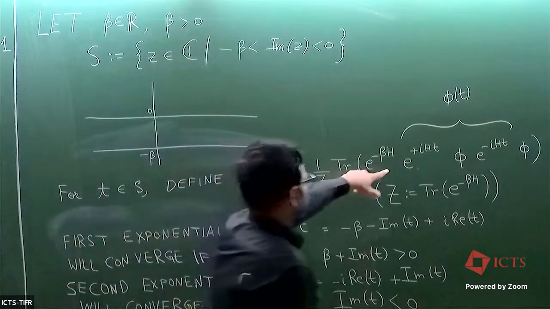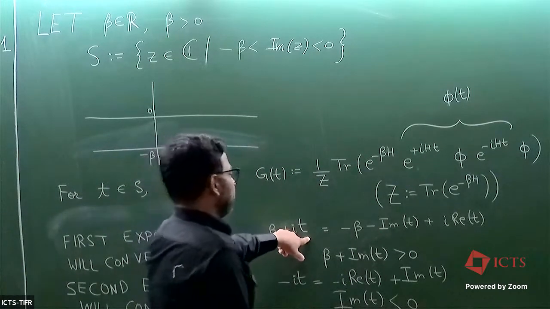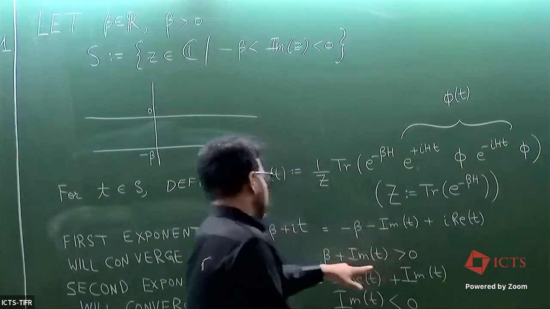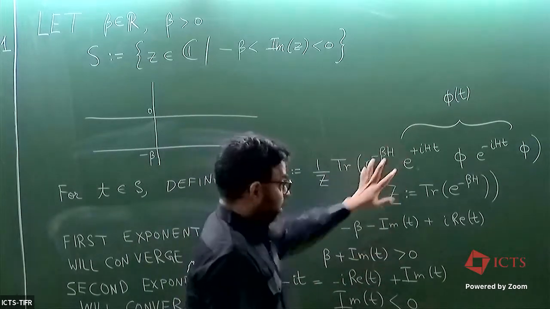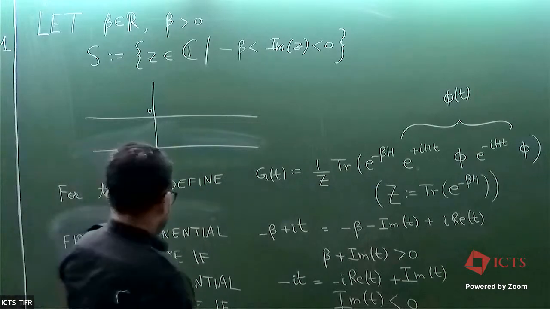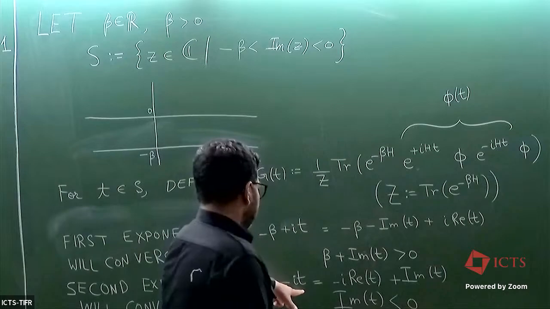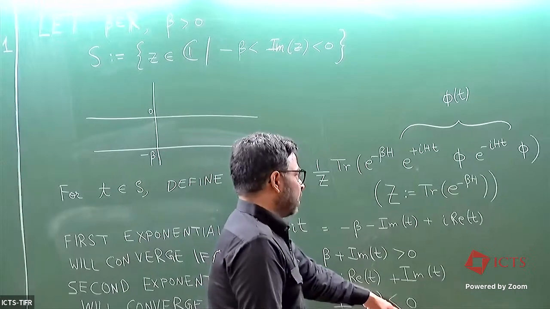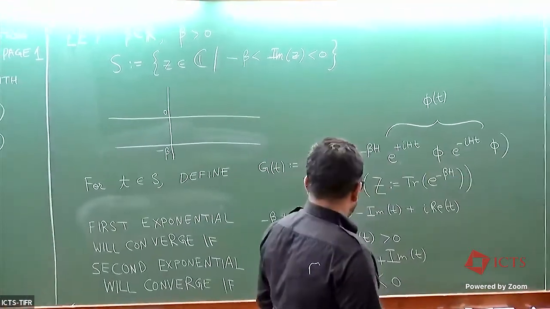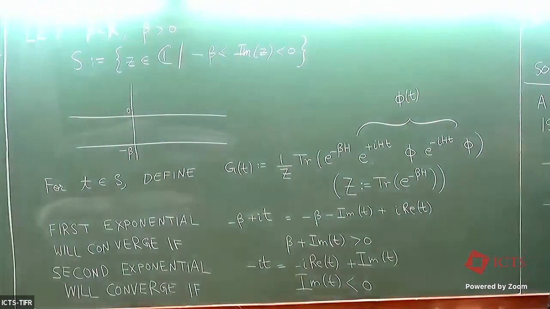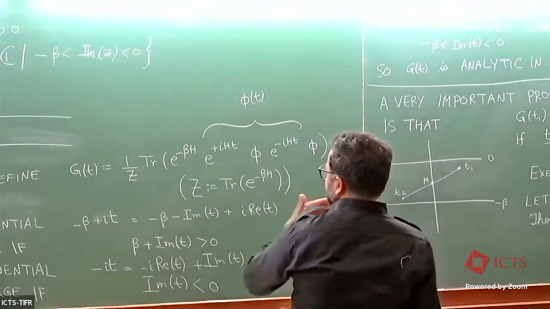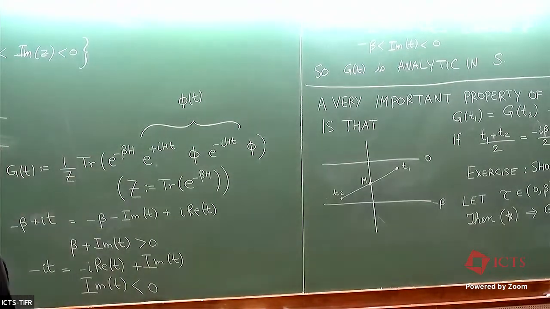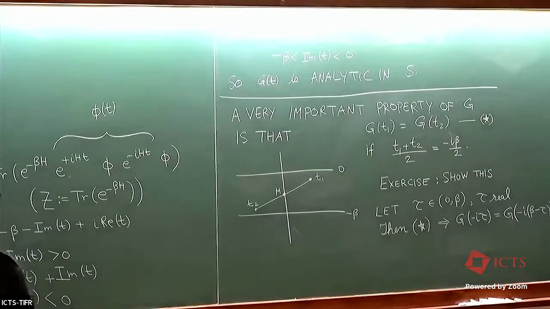If we look at the first exponential, you have negative beta plus it. You split t into its real part and imaginary part, and you see that you get this combination, beta plus Im t. This quantity should be positive for the trace to converge. Similarly, if you look at the second exponential, you have negative it. Again you split into real and imaginary parts, and you see that the imaginary part of t should be negative in order for this exponential to converge. If you put both of those conditions together, you get that Im t has to lie between these 2 regions. That is the reason for picking this strip S, because the function g of t is analytic in this strip as an open set. Note that I've omitted the boundaries.